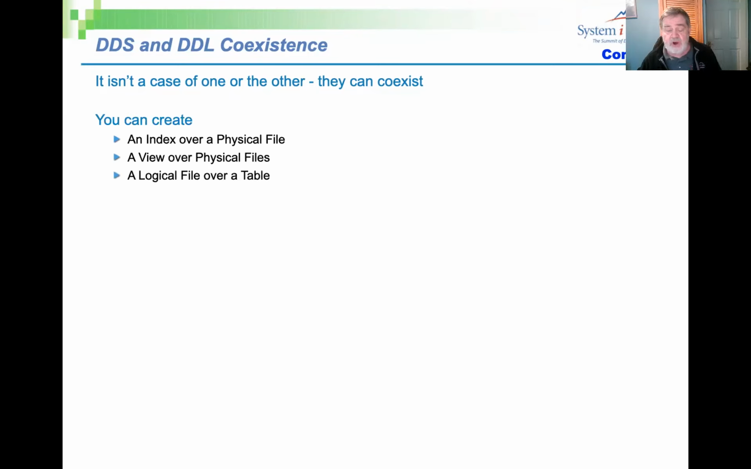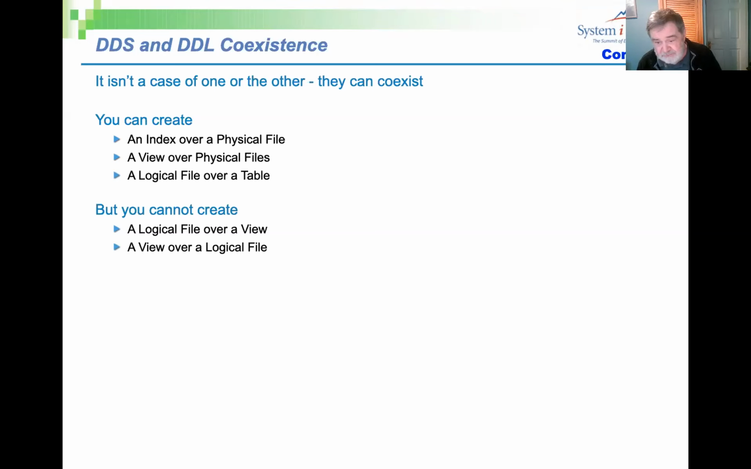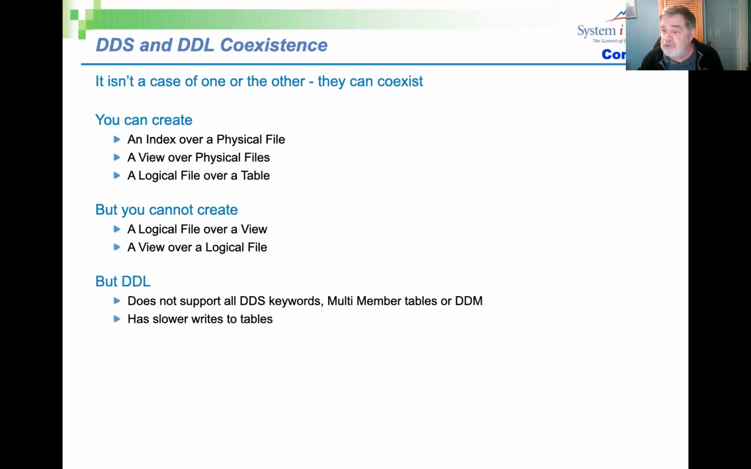Okay. So as part of this coexistence, you need to be aware that you can create an index over a physical file. You can have a view over a physical file, or I could create a logical file over a table, right? So you can intermix as you wish. What you cannot do is create a logical file over a view, or have a view over a logical file. So where I can have a view of a view, I cannot have a view of a logical. There are some things, though, that DDL doesn't give us, and these are ones that can cause us a little bit of problems, and we'll talk about these in the second half.